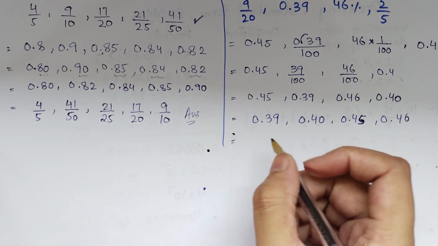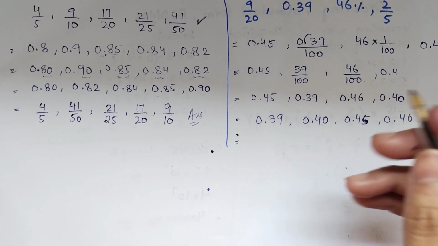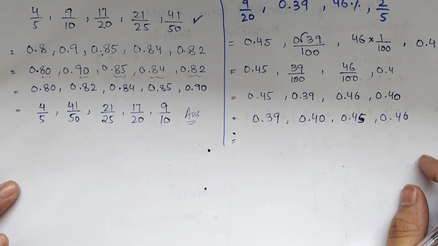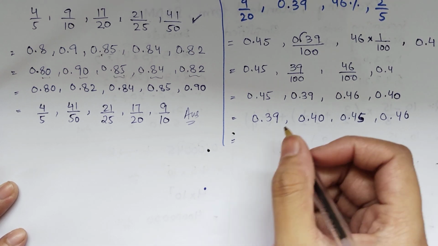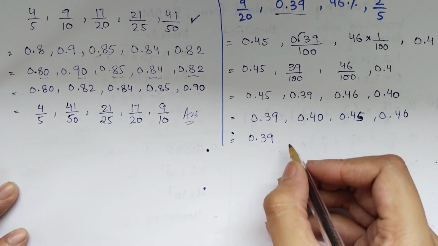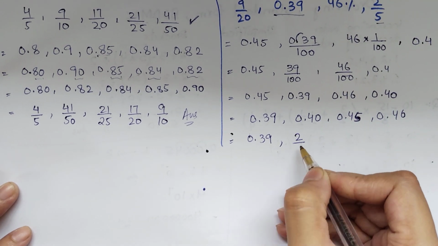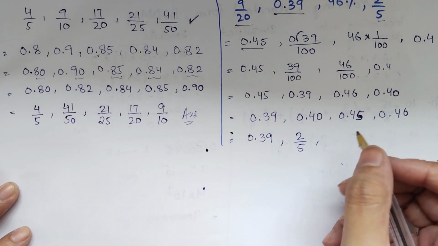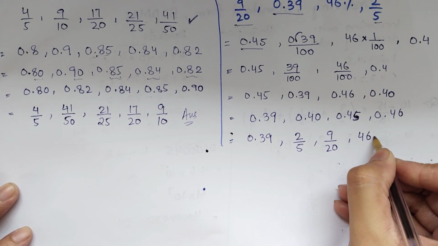Now write all these numbers again in the form which you are given in the question. Keep it in mind, you have to write the answers in the form of the question. Okay, 0.39 means 0.39, because in the question we are given like this. 0.40 is the answer of this last number, it means 2 by 5. 0.45 is the answer of this fraction, so we have to write 9 by 20, and 0.46 means 46%.